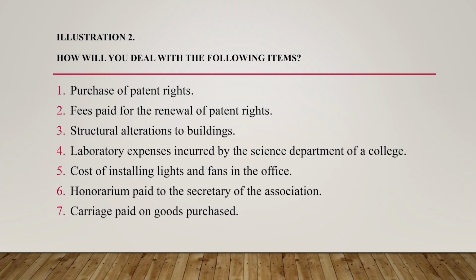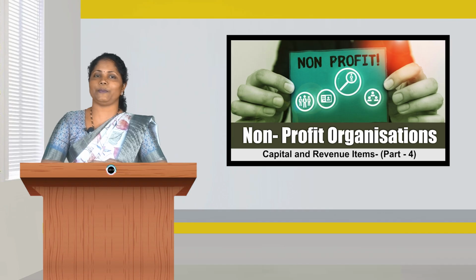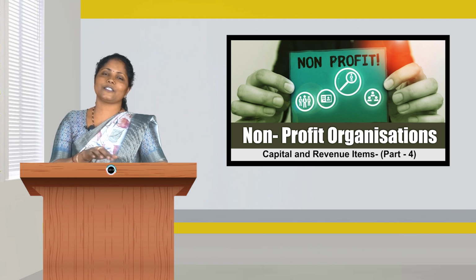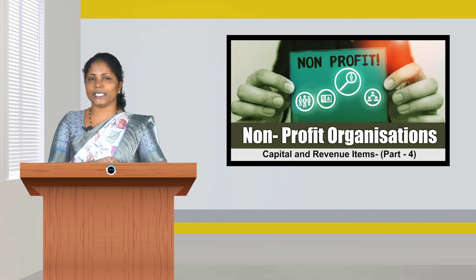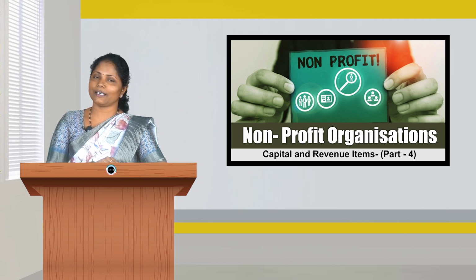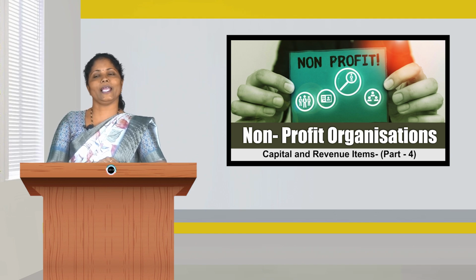Next, honorarium paid to the secretary of the association. What is this? Revenue expenditure. Because this is for maintenance of the association, they are making payment of honorarium to the secretary. Therefore, this is a revenue expenditure to be charged to income and expenditure account.